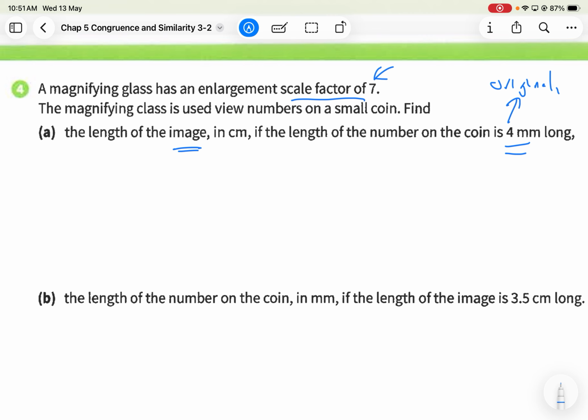I'm finding how many cm is how many? 1 cm is 10 millimeter. You never listen. Just now you were talking. This one I said before already. Look at your ruler. 1 cm is 10 mm. Yes.